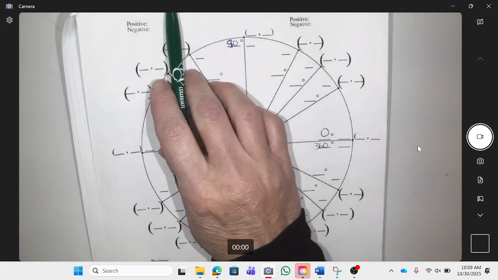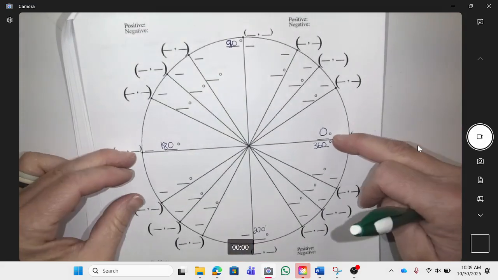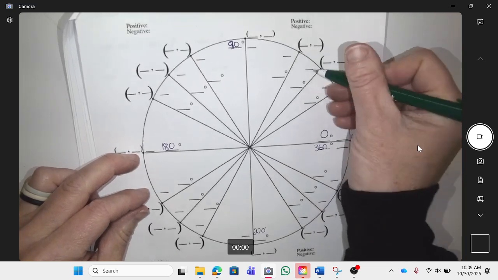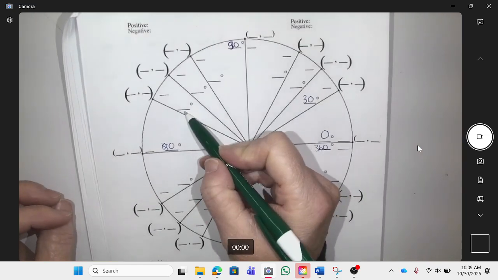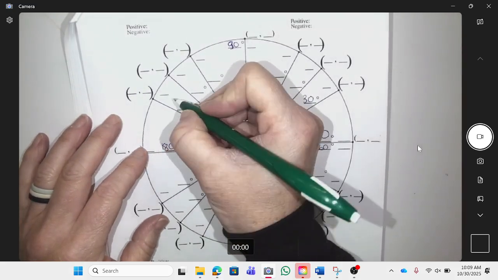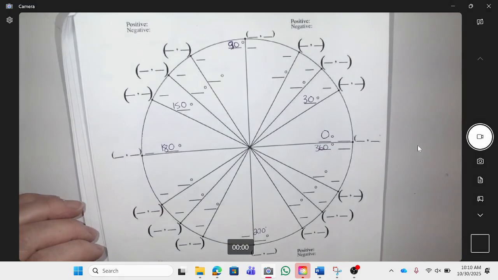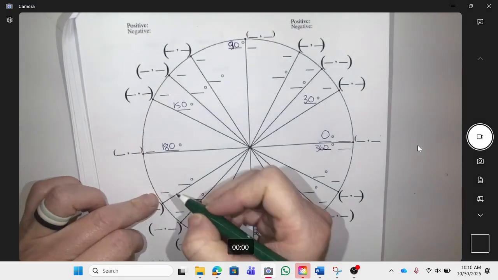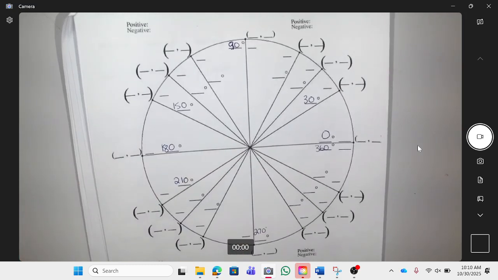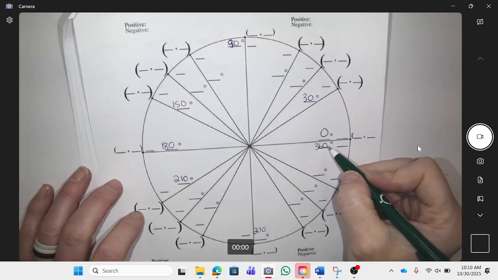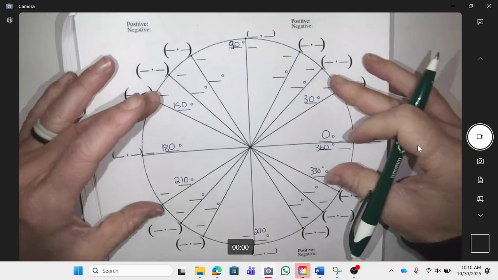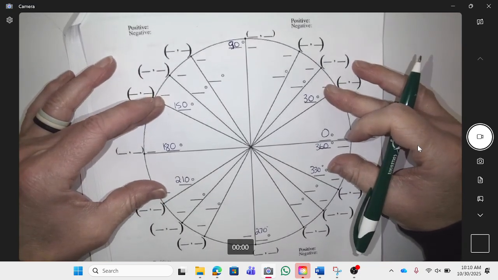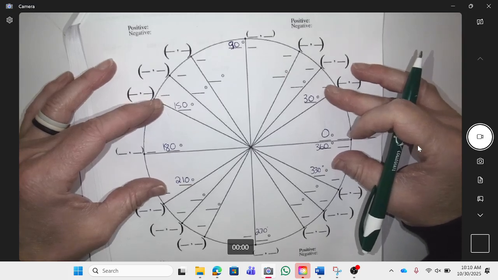Okay, so now the next in the pattern is 30. So what I'm going to get you to do is go 0 plus 30. 30 less than 180. What's 30 less than 180? 150. 30 more than 180, 210. By the way, you have to do this without your calculator. And 360 minus 30. Okay, so the 30 degrees off the x-axis is important.